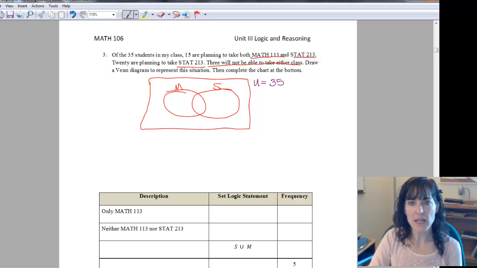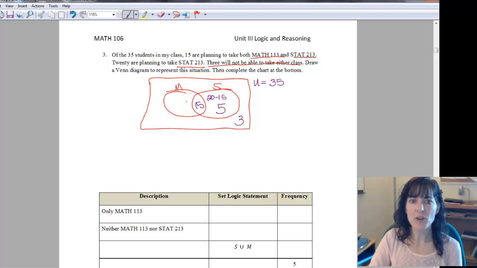15 are planning to take both Math 113 and Stat 213. So that's 15 in the intersection there. 20 are planning to take stats, so the whole S circle is going to be 20. That means I have to do 20 minus 15 to get the 5 that are just taking stats and they're not taking Math 113. 3 will not be able to take either class. So there's my 3 outside of the two circles.